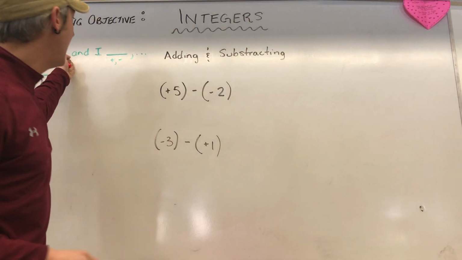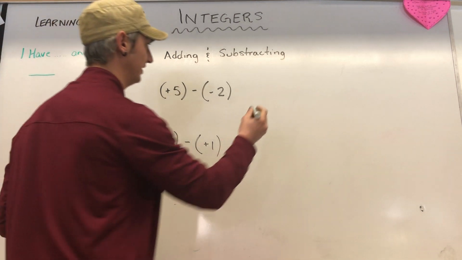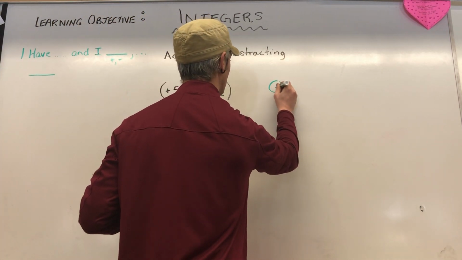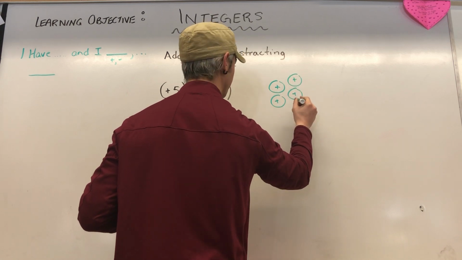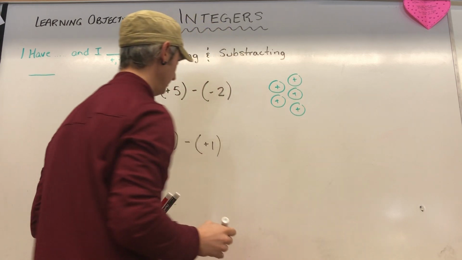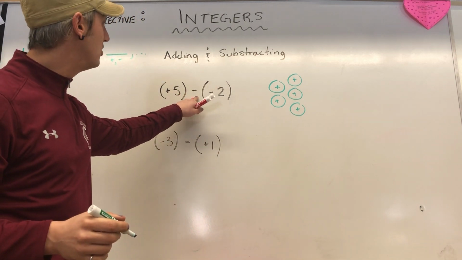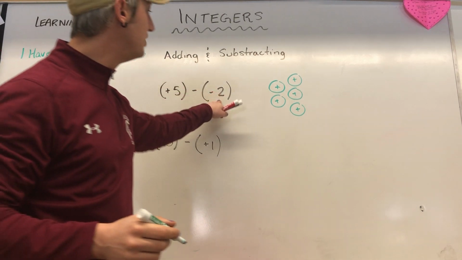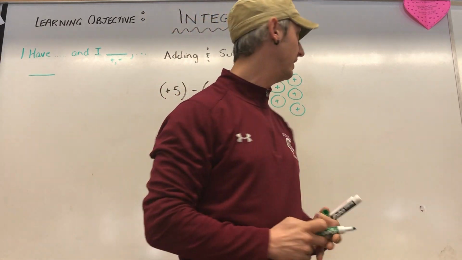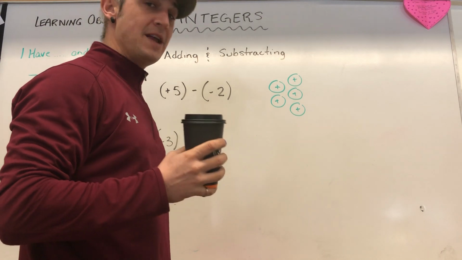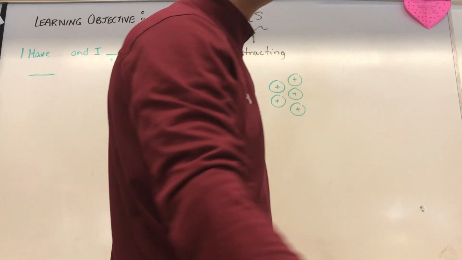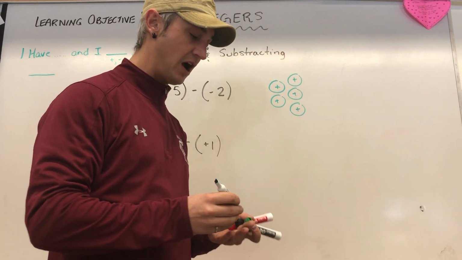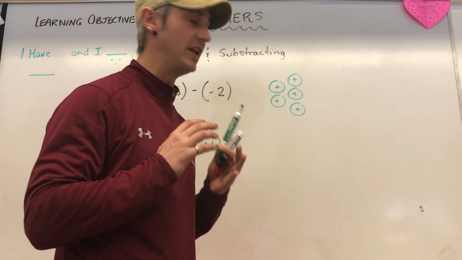Okay, so this example here, I'm going to put it up here. I'm going to read it. I have 5 positives. And I take away 2 negatives. I don't have any negatives. What am I going to do? I don't have negatives. Well, I may not have negatives, but I have an endless supply of zeros.